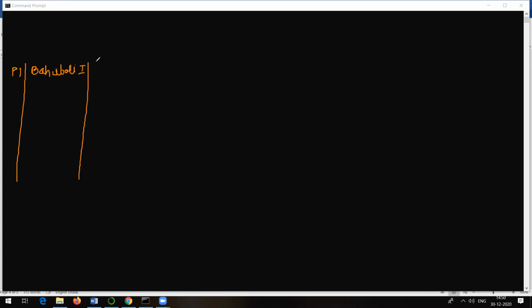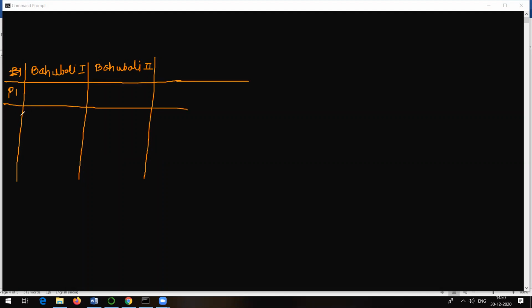Similarly, person 1 has given the rating to Bahubali part 2 also. Okay, so this is the example which we will find in many university syllabi, a very simple example. So actually I should write person 1 here. Different people have given different ratings for Bahubali part 1 and Bahubali part 2. So person 2 has also given some rating, person 3 has also given some rating, and like this.